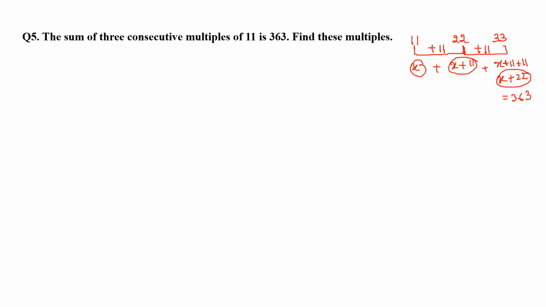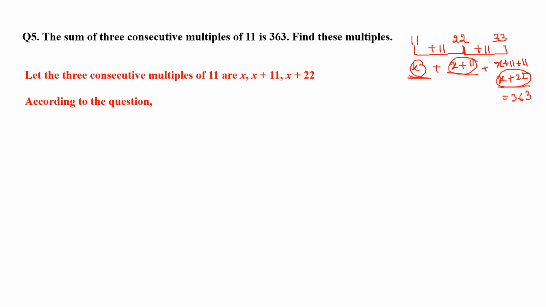Now if you see in the textbook, it is given with very complex values. But what I have taken, x, x plus 11 and x plus 22, is very easy to understand. So you can take these values. According to the question, their sum is equal to 363. So x plus x plus 11 plus x plus 22 is equal to 363.